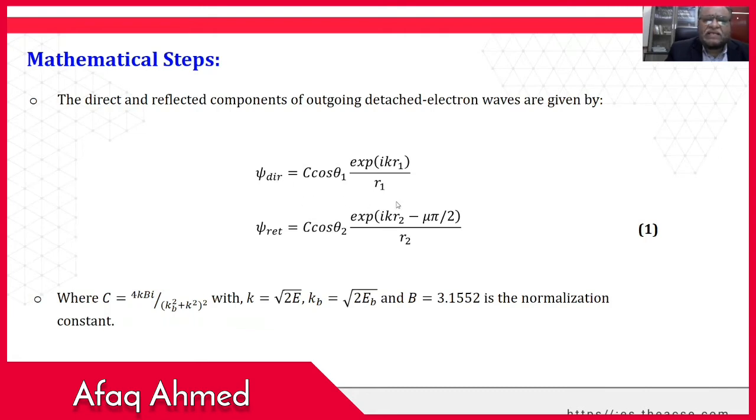The second returning wave can very easily be deduced from the outgoing detached electron wave just by incorporating the phase difference in these expressions. That is mu pi by 2, where mu is the Maslov index that defines the nature of the wall. When mu is equal to 1, the wall looks like a soft wall. When mu is equal to 2, the wall is a hard wall.